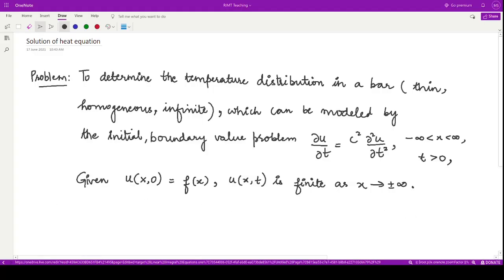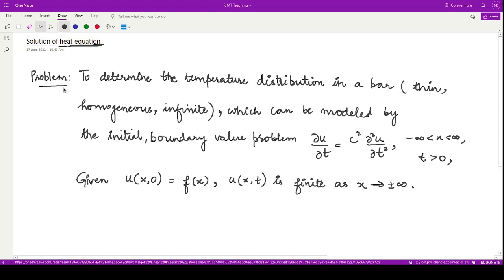Hello everyone, welcome to this video. In this video we shall see an application of Fourier transform in order to solve the heat equation. The equation with which this Fourier transform started in the very beginning, right?